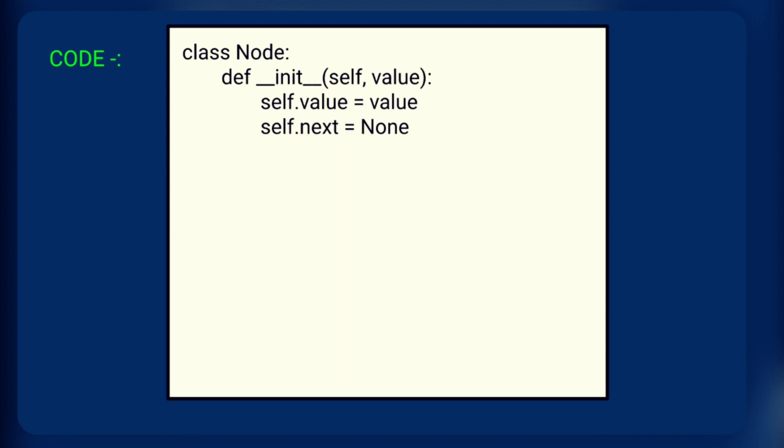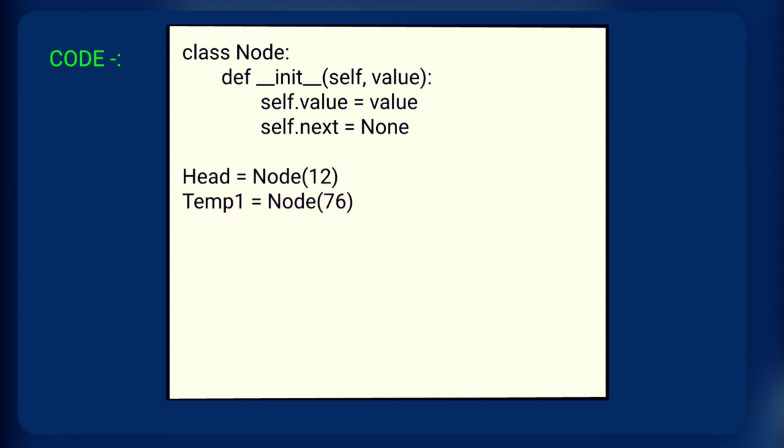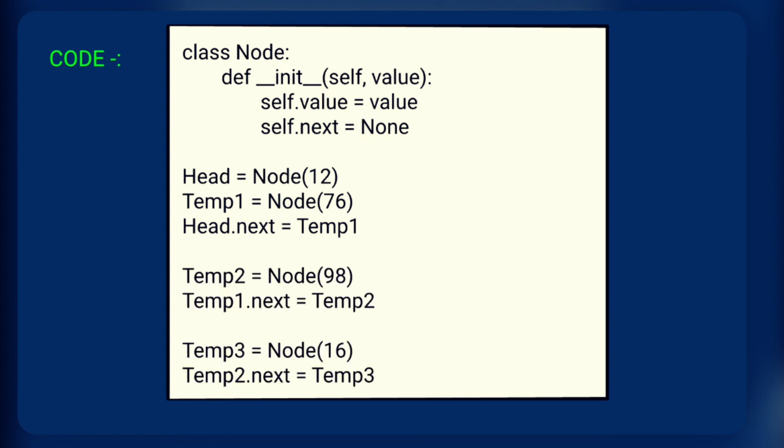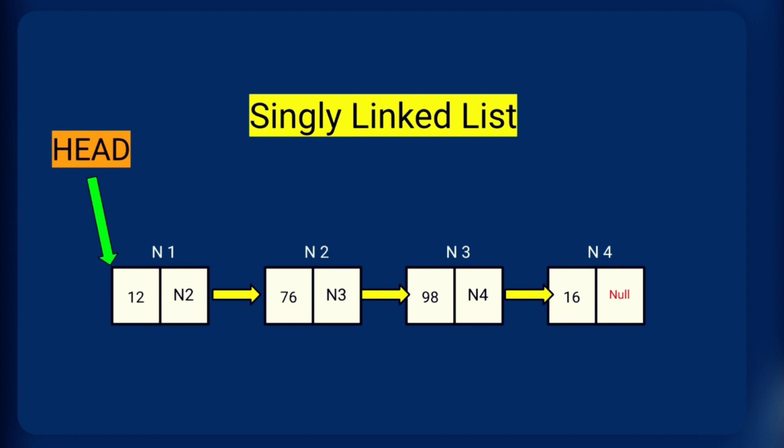You can initialize the head of a linked list in a variable like this: head equals Node(12). And then create a new node like this: temp1 equals Node(76), and you can set it to be the next node of the head by writing this: head.next equals temp1. Similarly, repeat the process like this, which will result in creating a linked list that looks something like this. You can also do this iteratively, but that is something I'll let you do yourself as an exercise.